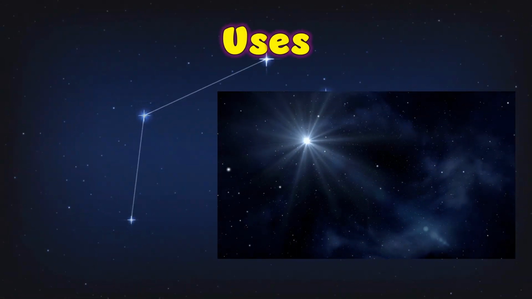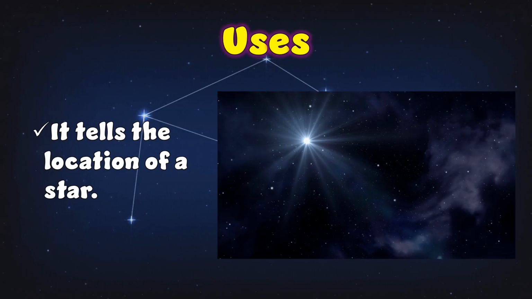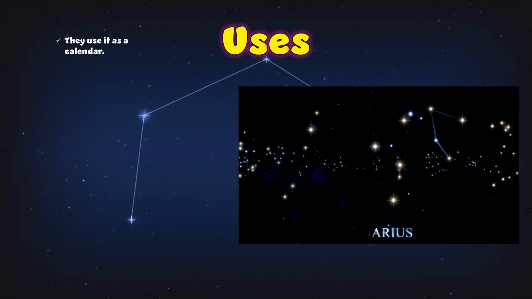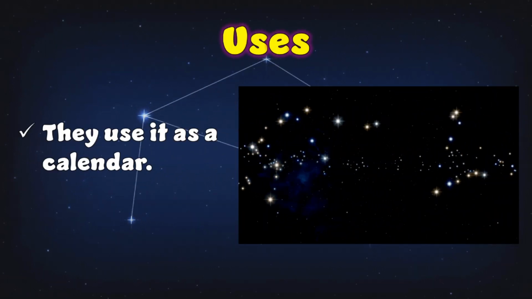Another use of constellations is to tell the location of a star. Astronomers use constellations as reference areas when naming or locating celestial objects, such as galaxies and nebulae. For example, the Orion Nebula is located in the constellation Orion. They also use constellations as a calendar. Farmers use constellations to know the best time for planting and harvesting crops. The rising of specific constellations helps predict seasonal changes important for agriculture.